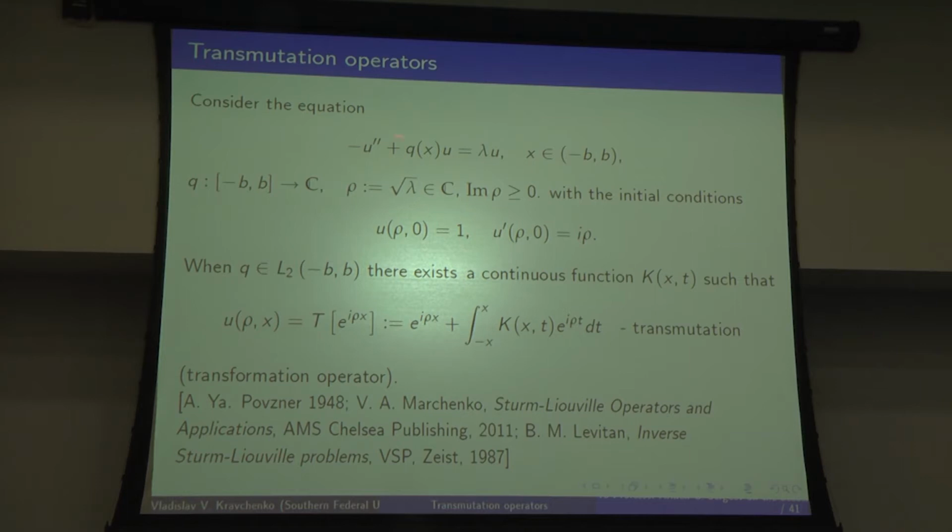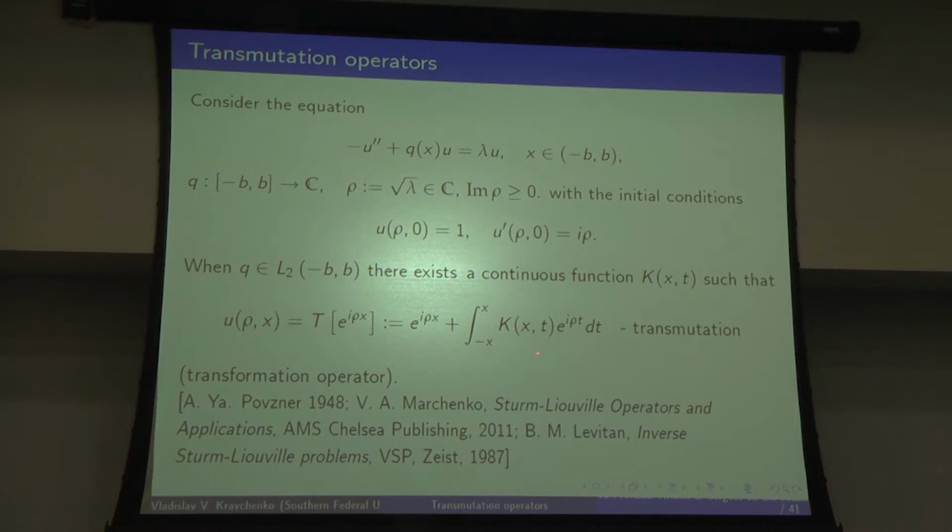So if we are looking for a solution of this equation satisfying these initial conditions, then when Q is from L2, let's say, on this interval, it's a very well-known, classical fact that there exists a continuous function K such that this solution U is just the image of the action of a transmutation or transformation operator acting on the exponential function.